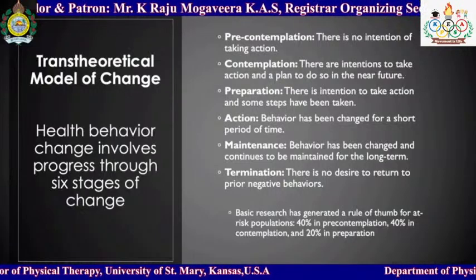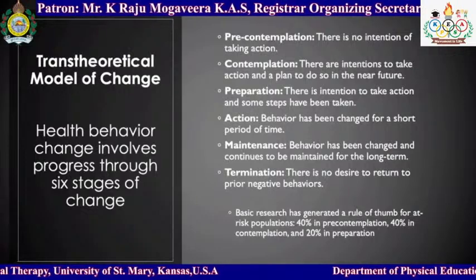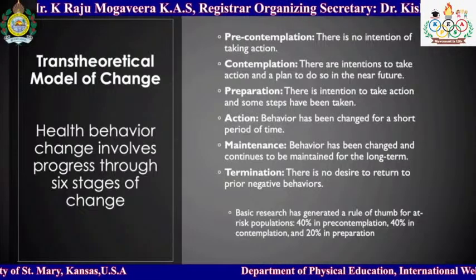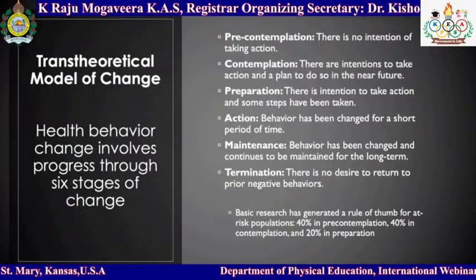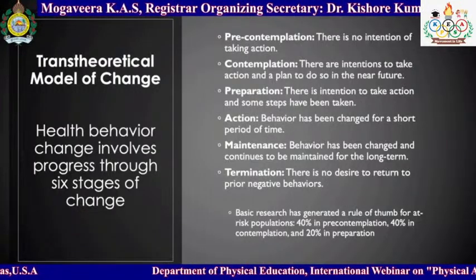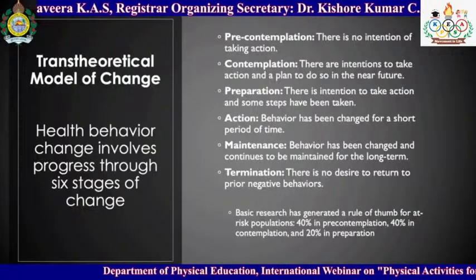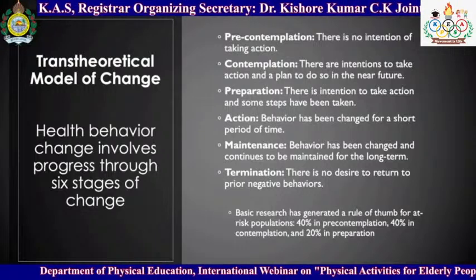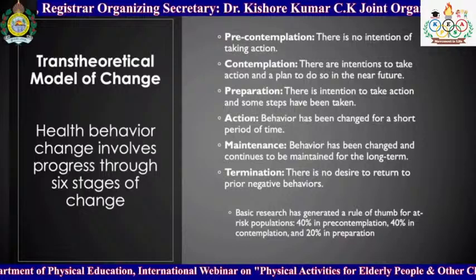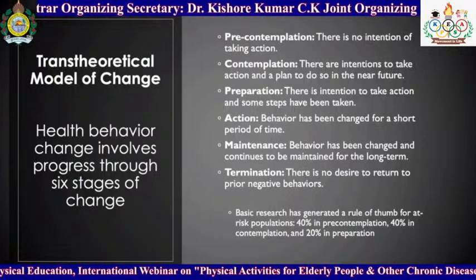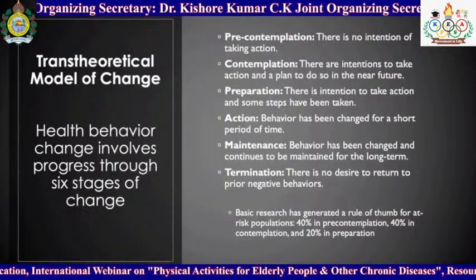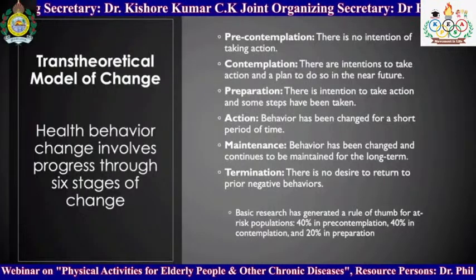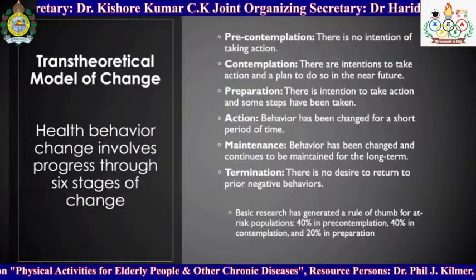So for at-risk populations, the general rule of thumb is that about 40% of our patients that are at risk are in that pre-contemplation phase, about 40% are in the contemplation phase, and only about 20% are in the preparation phase. That means about 40% of all the people haven't started making actions and aren't really even ready to start. They haven't even really had intention of doing it. So that means about 40% of your difficult patients in changing behavior just aren't going to be ready to change behavior. So again, you can't be too hard on yourself.